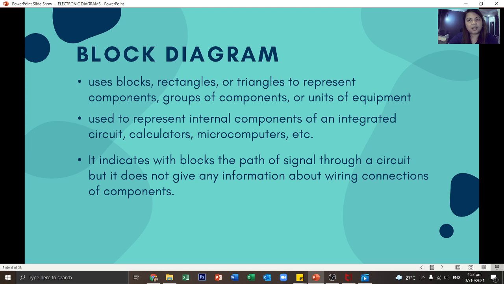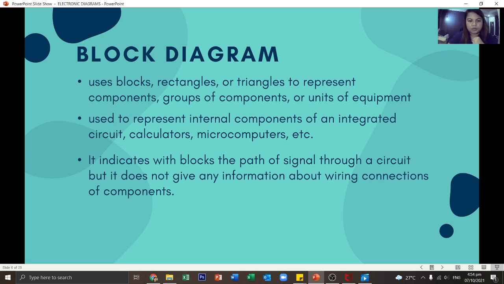As you can see in the example a while ago, this block diagram is just composed of shapes like rectangles and triangles, and they represent a group of components. So not only can it represent one component, but most especially it represents groups of components or units of equipment. Just like here, it says that it represents internal components of integrated circuits.